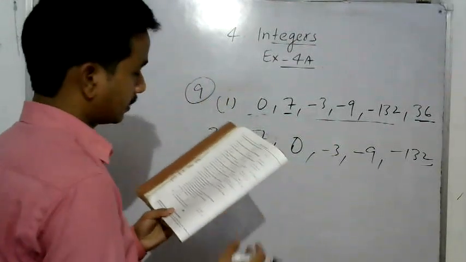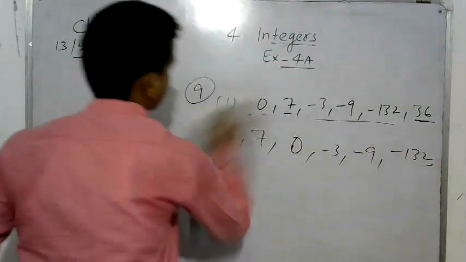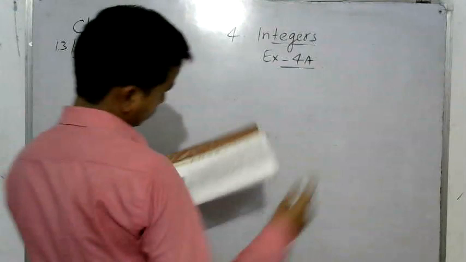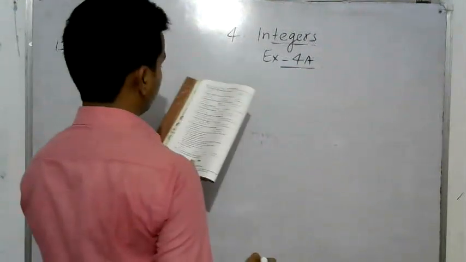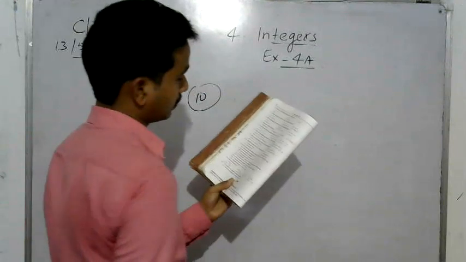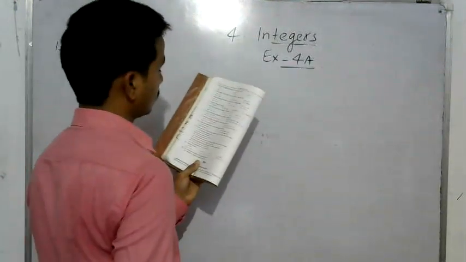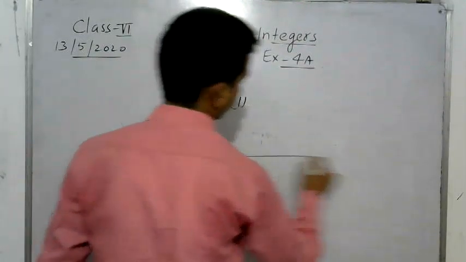Now in question number 10, part first, you have to write 4 more than 6. So first of all, draw a number line.